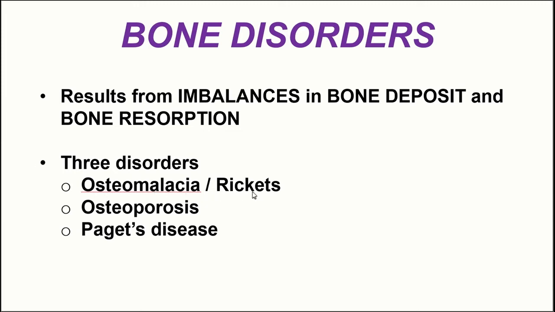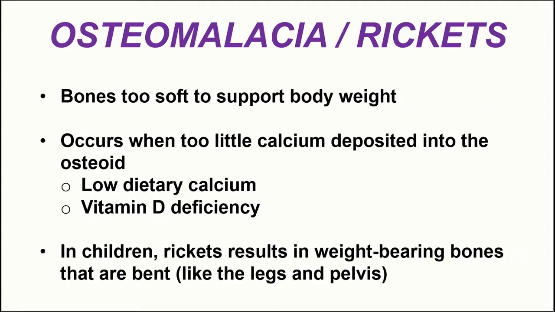We'll focus primarily on three disorders. The first is osteomalacia, also known as rickets. The second that we'll take a look at is osteoporosis. And the third will be Paget's disease. So let's focus first on osteomalacia and rickets. Now, this disorder is called osteomalacia in adults.